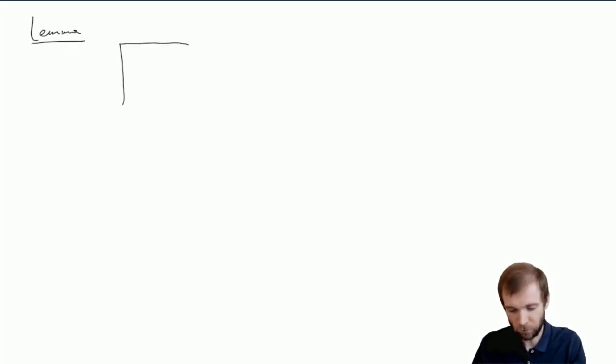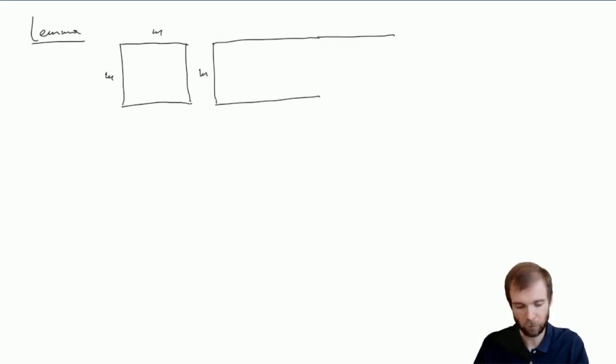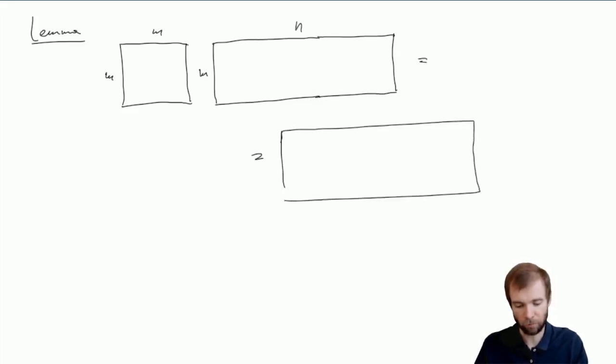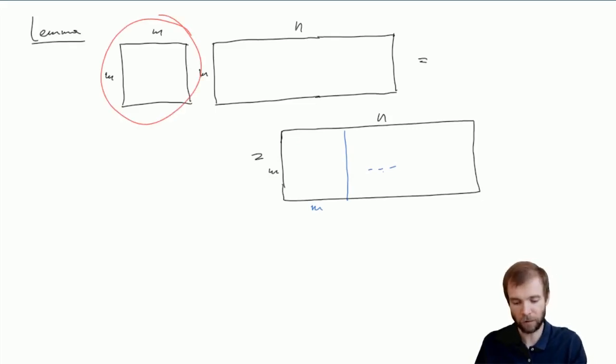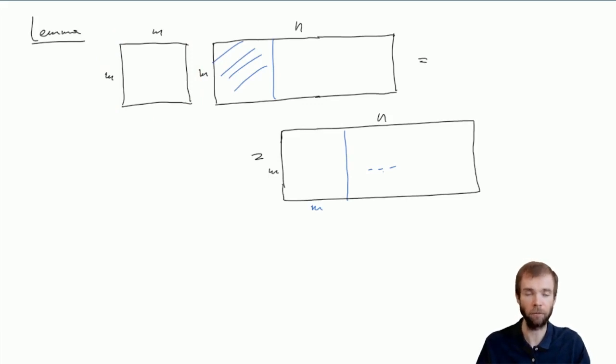So suppose that we have two matrices of order m by m and of order m by n, where n is larger than m. Then the result of this multiplication is an m by n matrix, and we can actually split this matrix into blocks of size m by m and see that each such block is the result of the product of our square matrix by a corresponding block of our rectangular matrix.